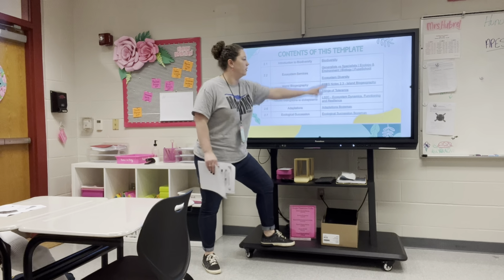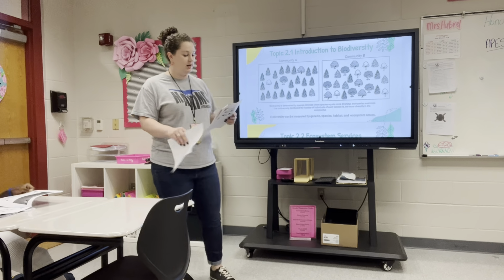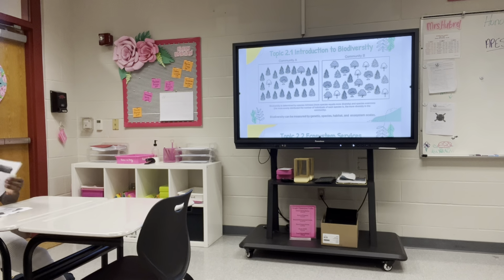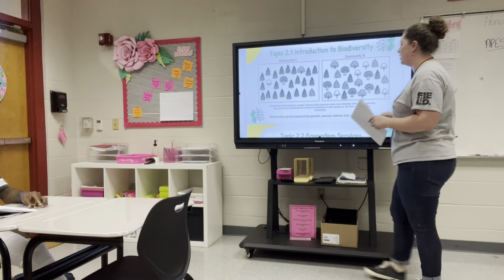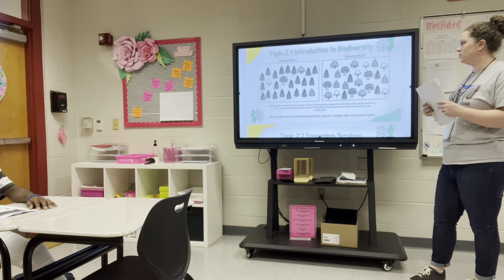And then we're going to start with topic 2.1. It's been a hot minute since we did topic 2.1 or any of the Unit 2 topics. All right. So the first thing we need to look at right here is you're going to be asked to compare biodiversity. Just looking at these two, would community A or community B be more diverse?